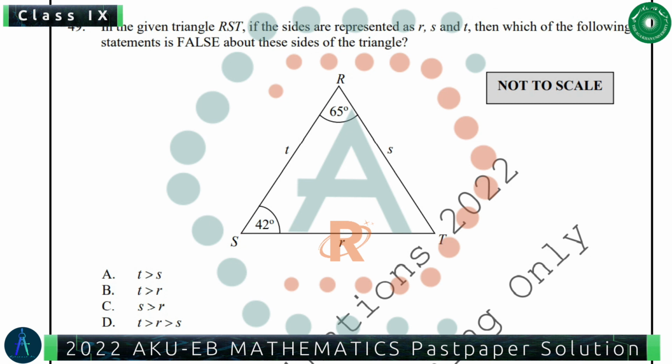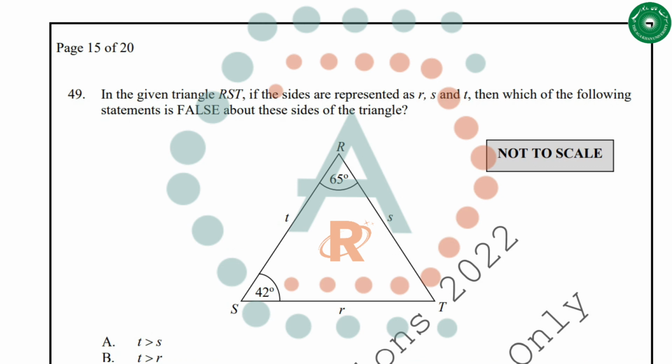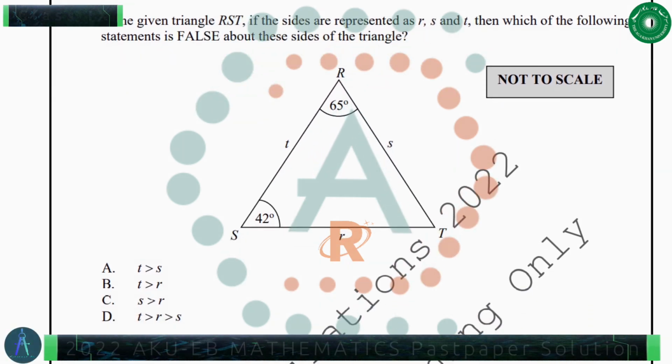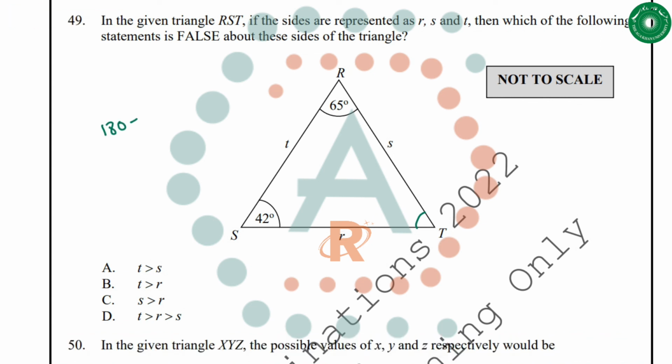In this given triangle RST, if the sides are represented by R, S and T, then which of the following statement is false about the sides of the triangle? So यहाँ हमारे पास दो एंगल्स मौजूद हैं 65 and 42. So अगर हम ये वाला एंगल निकालें, so this angle will be equal to 180 minus 42 minus 65. So the third angle is 73. This means that this is the greatest angle. So the side opposite to this will be the greatest side. और सबसे स्मॉलर एंगल 42 है. इट्स मीन साइड S जो है वो सबसे small होगी.